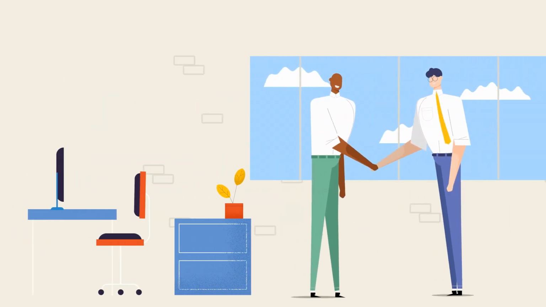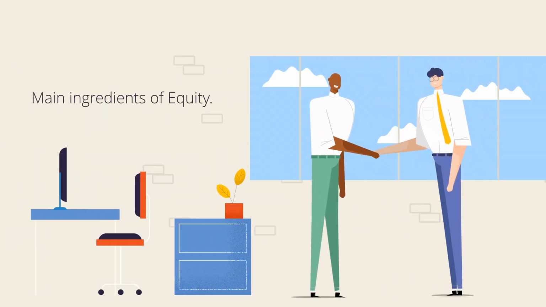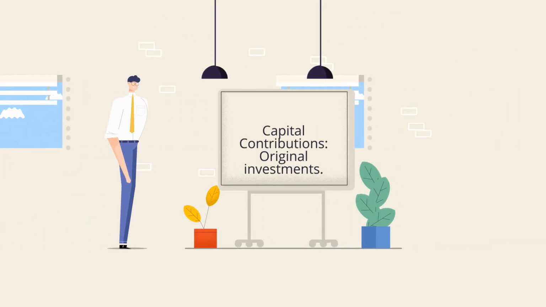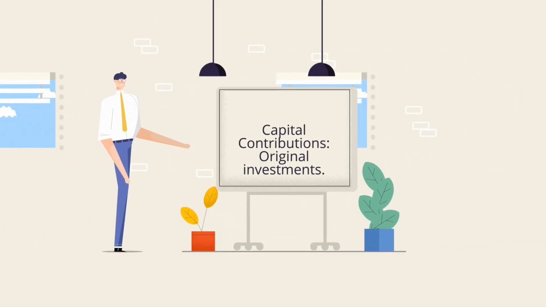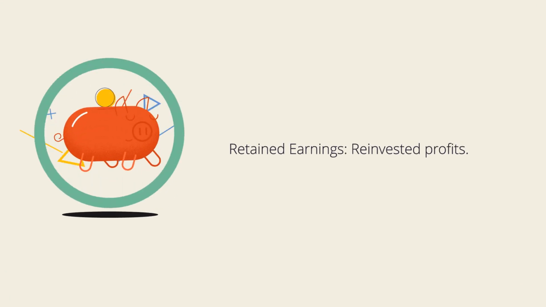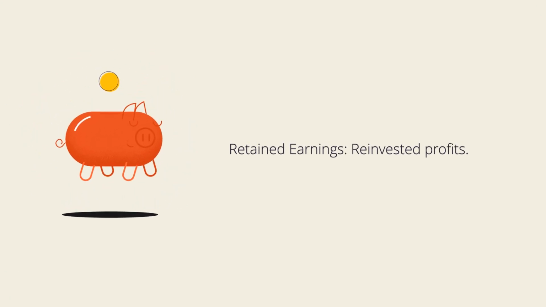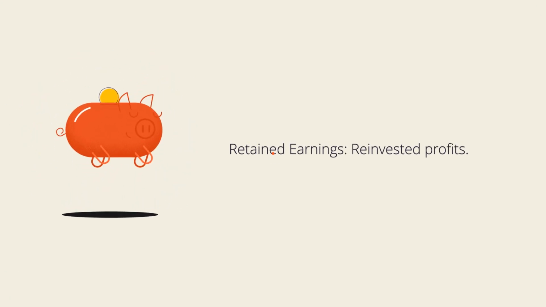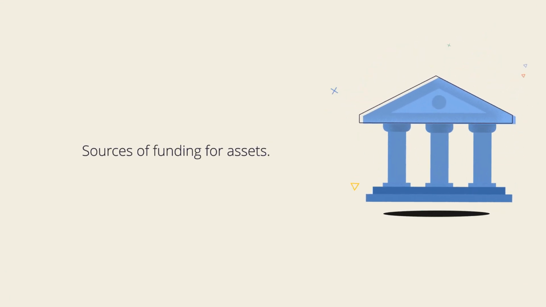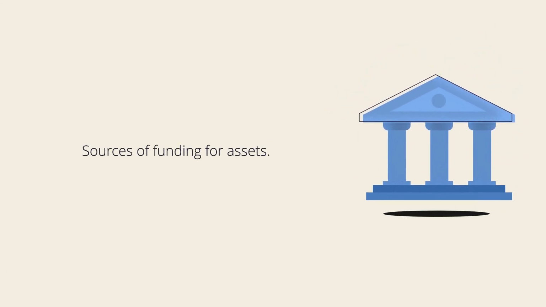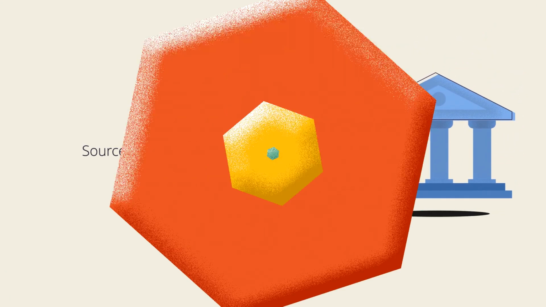Equity's main ingredients are capital contributions, the original money owners put in to start the business. Retained earnings, profits the company has reinvested in itself instead of paying out. Liabilities and equity are the two sources of funding for all the company's assets.